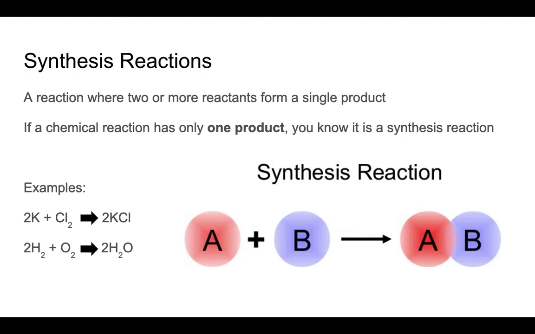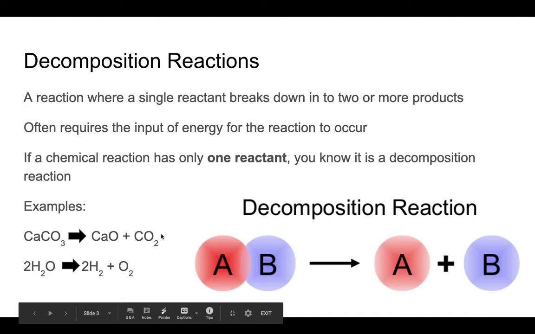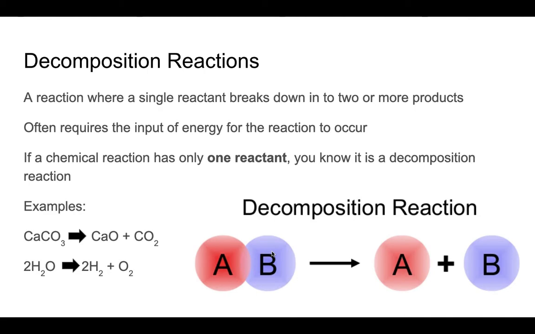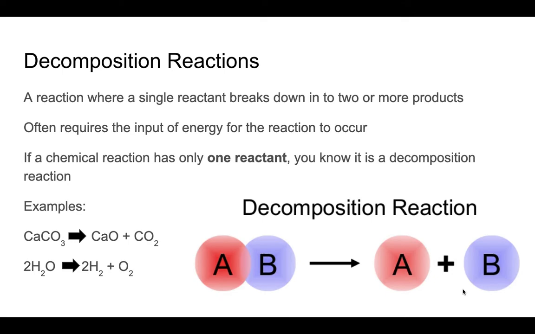The opposite of a synthesis reaction is a decomposition reaction. So basically just in reverse, a decomposition reaction is a reaction where a single reactant breaks down into two or more products. It often requires the input of energy for the reaction to occur, because if you have two substances that are bonded together, like we have right here, shown by A and B, it doesn't want to break apart just by itself usually. So usually there needs to be some energy to break those bonds between our two substances for them to be separated.